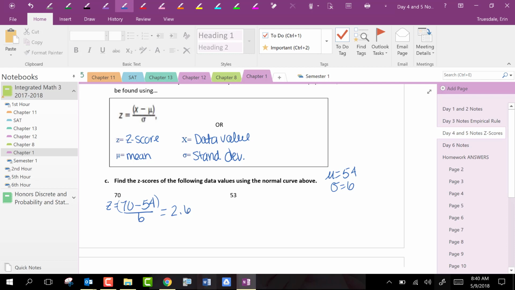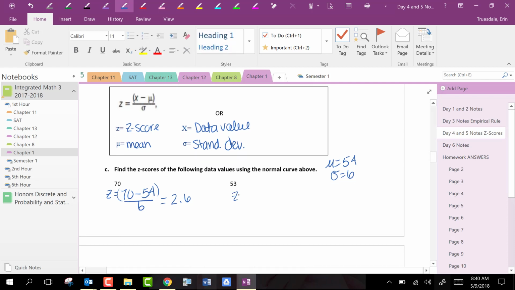Okay, so let's look at 53. If I'm going to find that z-score, would you expect this z-score to be negative or positive? Negative because it's lower than the mean. Good. So 53 minus 54 divided by 6 gives you negative 0.17. So that would be not very far away from the mean, which it's not. It's pretty close to the mean, and it's right below it. Questions?